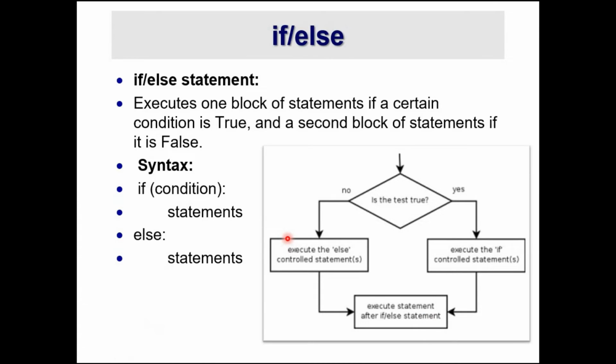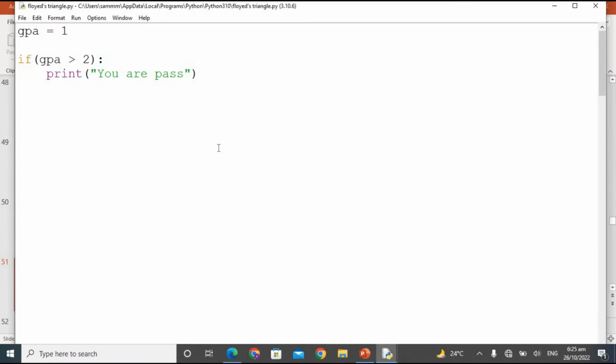Okay, now let's move on to the code editor and do some examples. Let's continue on this example. I'm setting GPA to 3. If GPA is greater than 2, then print, you are pass. Now I'm giving the else condition: else print, you are fail. Simple as that. First check this condition. If it is true, then print this. If it is not, then move to the else part and print this statement.